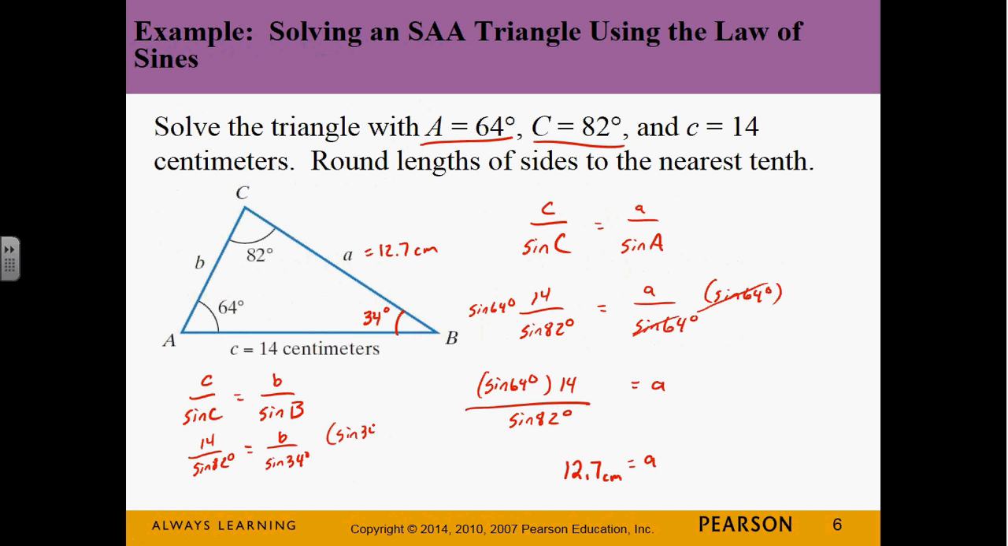Multiply both sides by sine of 34. We get B equals sine of 34 times 14 divided by sine of 82, rounded to the nearest tenth, 7.9 centimeters. So how did we figure out that B was 34 degrees? Because there's 180 degrees in a triangle: 180 minus 64 minus 82. So now we've got all three angles, we've got all three sides, triangle has been solved.